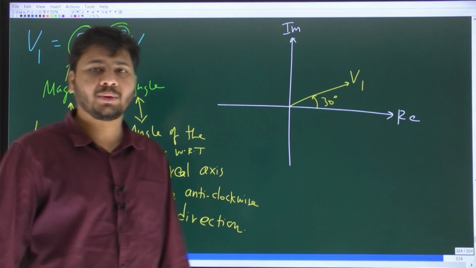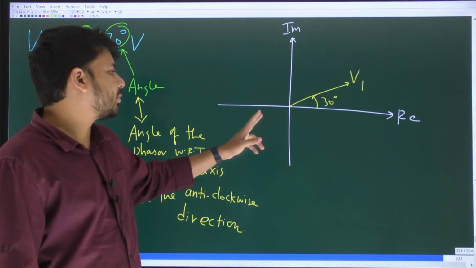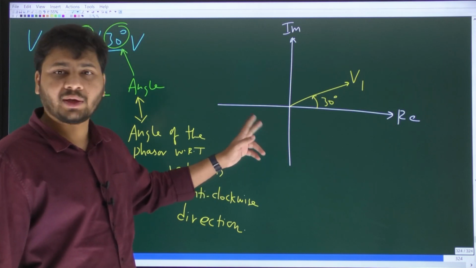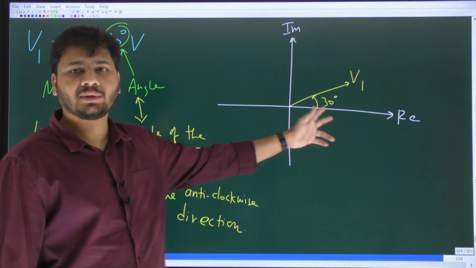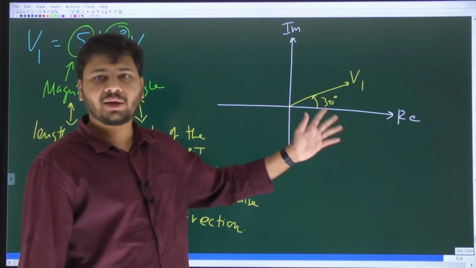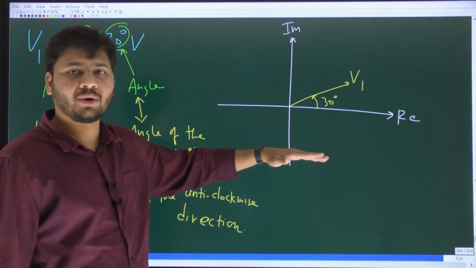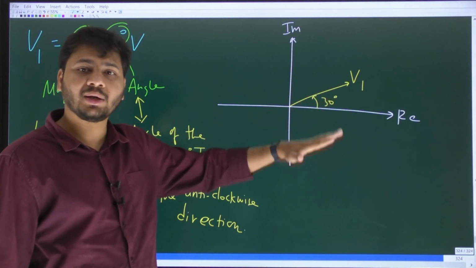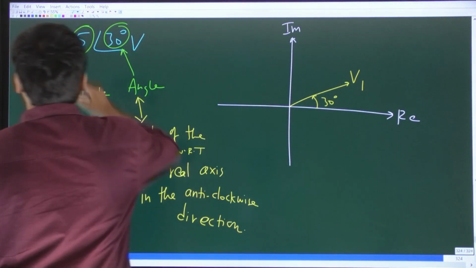If the angle is between 90 and 180, the phasor will lie in what? The second quadrant. If the angle is in between 180 and 270, the phasor will lie in the third quadrant. If the angle is between 270 and 360 degrees, then the phasor will lie in the fourth quadrant. Now 30 degrees is positive. So the phasor should be rotated with respect to positive real axis by an angle of 30 degrees in anti-clockwise direction.